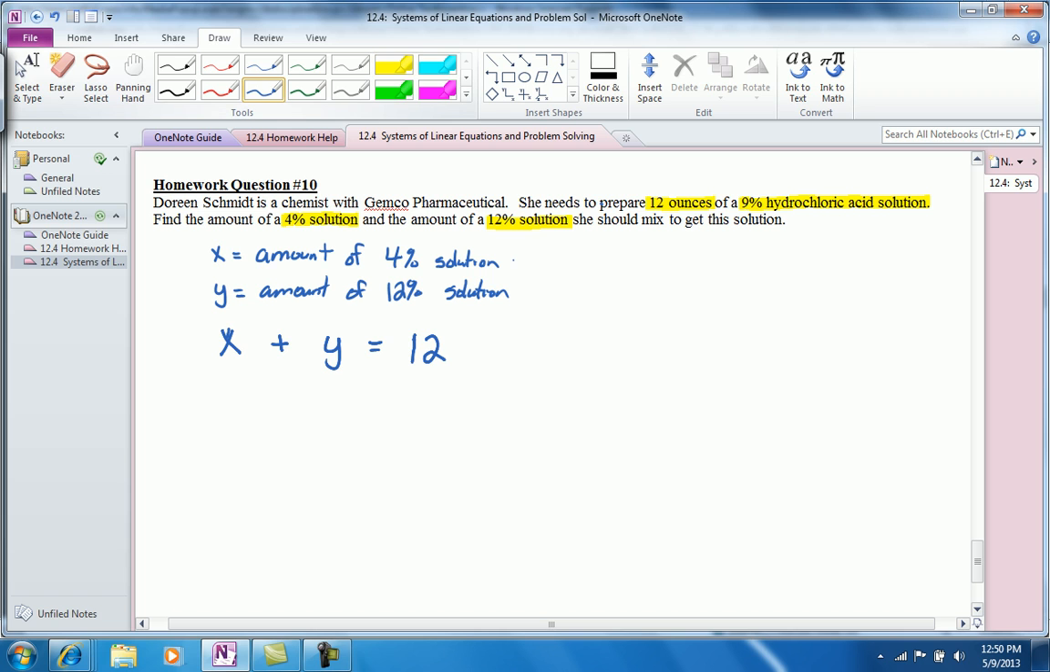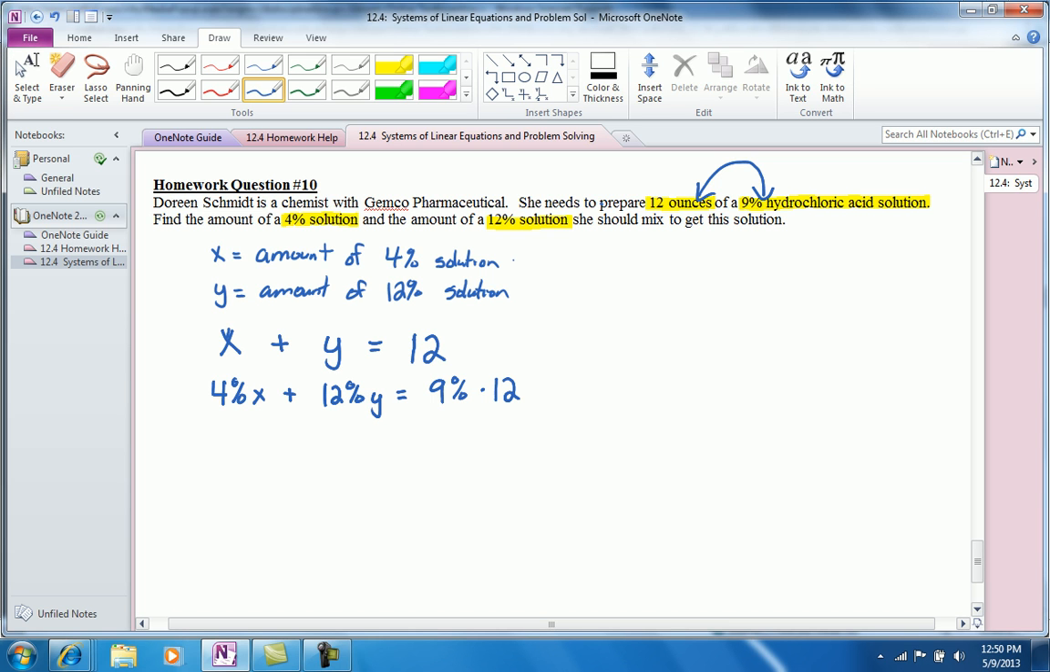Alright, so the X I originally assigned to 4%. So the X is a 4% solution. The Y was assigned to be the 12% solution. And the 12 ounces needed to be a 9% solution from the problem. So 9% times 12. Okay, so here are my two systems of equations.